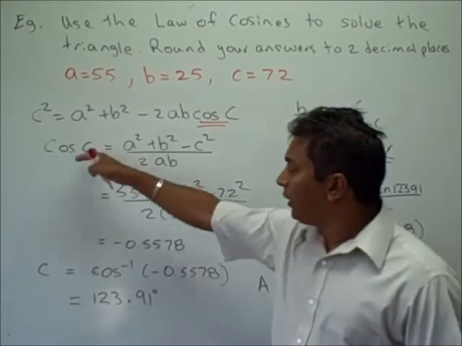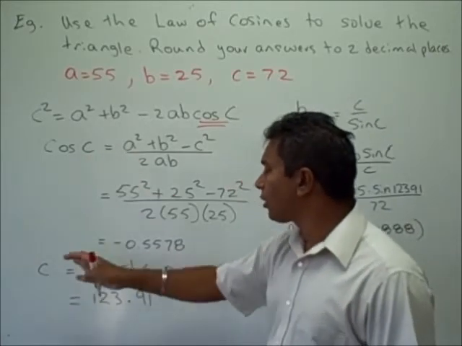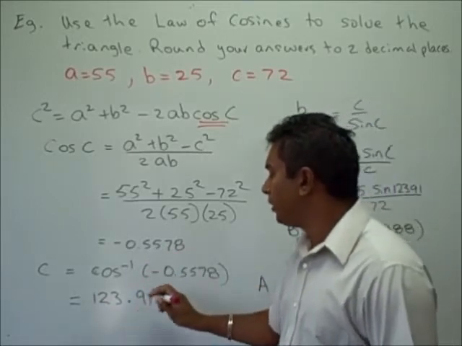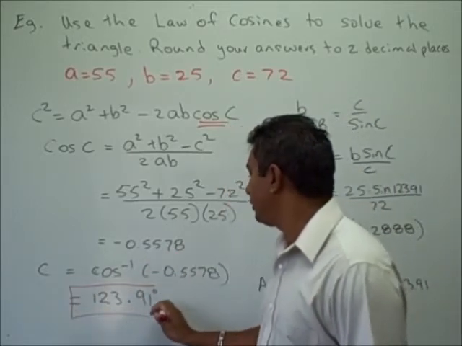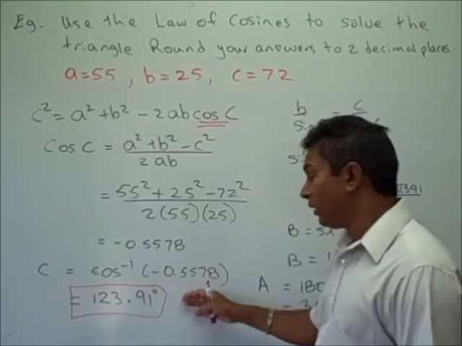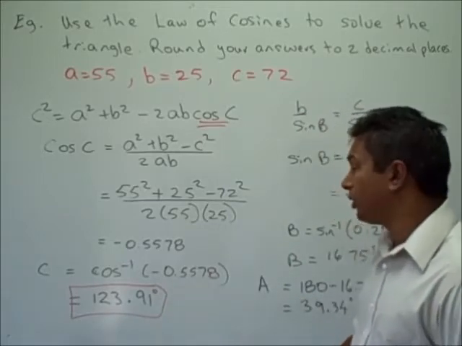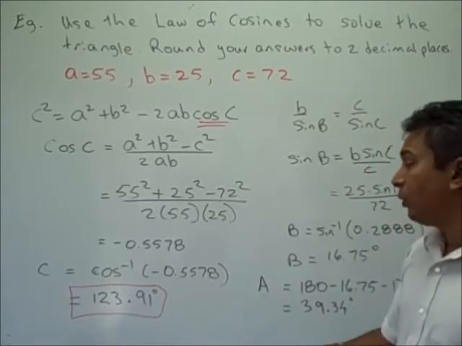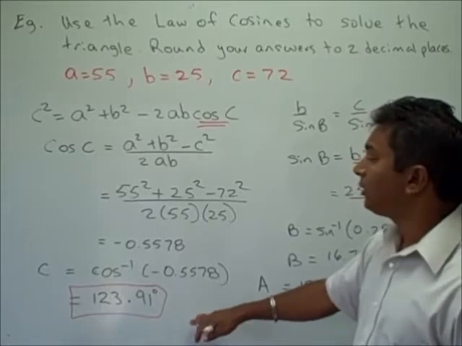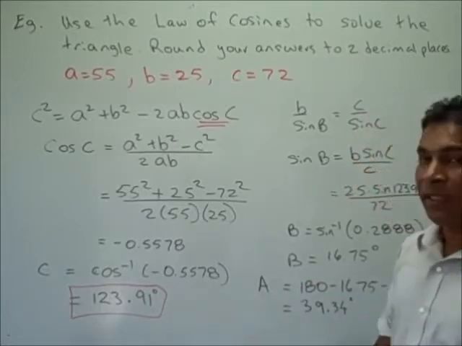Now to find angle C, we take the arc cosine of this figure here, and that comes out to be 123.91 degrees. So here we have an obtuse angle, which means our next two angles must be acute, since they both add up to less than 90 degrees. Now let's find angle B and angle A.